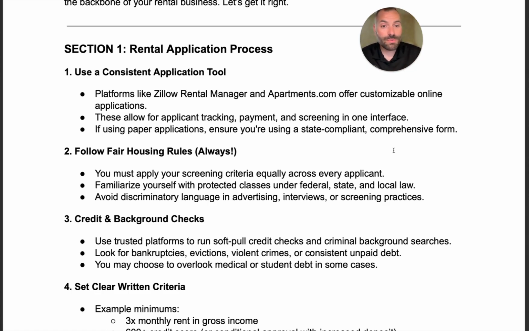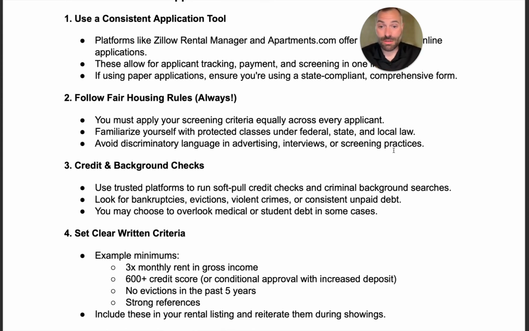If you're going to do it the old school way with a spreadsheet, QuickBooks, and checks and money, again, it's all about staying compliant, making sure you're organized, and if you're using paper, just make sure that paper is stored somewhere secure. Fair housing rules we're going to go back to all the time.